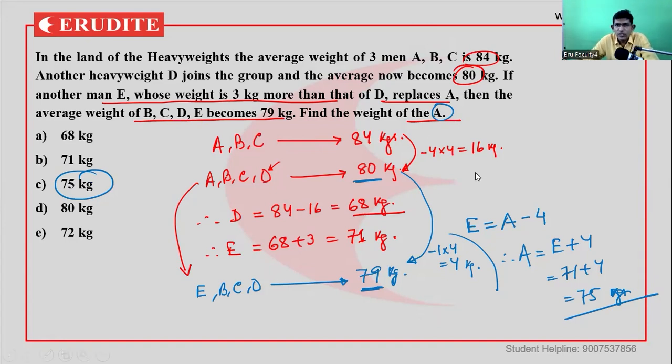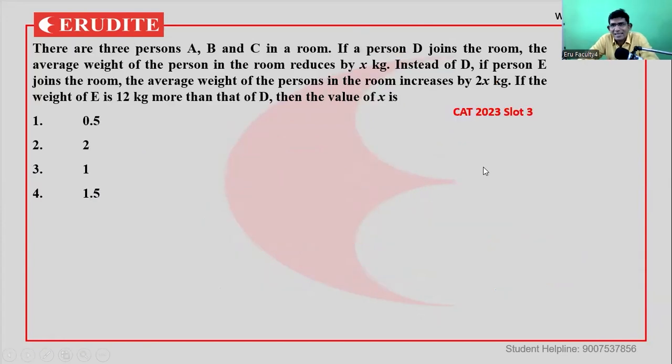Now you see, the next example is exactly what appeared in CAT 23, a very similar question. And it says, there are 3 persons A, B and C in a room. If a person D joins the room, the average weight of the persons in the room reduces by x kg. Instead of D, if person E joins the room, the average weight of the persons in the room increases by 2x kg. If the weight of E is 12 more than D, then the value of x is what?